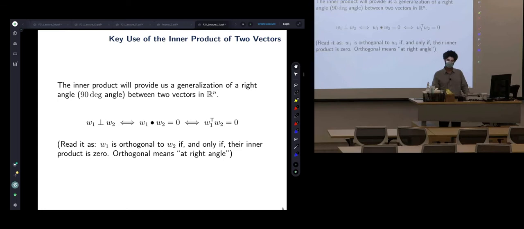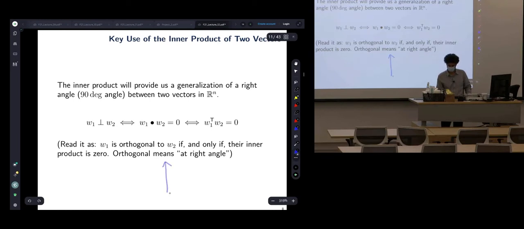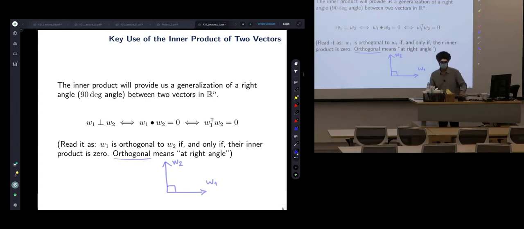So the inner product is a generalization of the right angle, 90-degree angle, between two vectors in Rn. For 2D, it is convenient to draw two vectors and say they are orthogonal. That means they form a right angle. Orthogonal means they are pointing in completely different directions in the space. They have nothing in common, right? There is no way by following W1 you can end up in the direction of W2, right? Intuitively you can imagine that's never going to happen. If you move along one of them, you will not move along the other one.